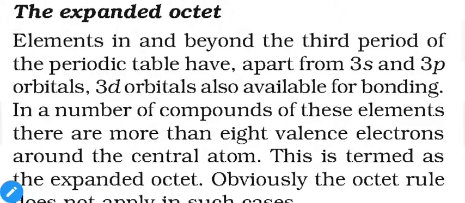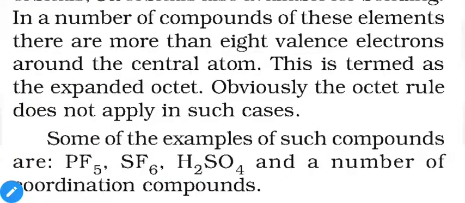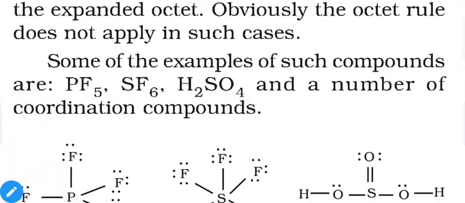So how can we follow the octet rule? This is termed an expanded octet. Obviously, the octet rule does not apply in such cases, because according to the octet rule, we can arrange only 8 electrons, as it is the maximum number, and when you arrange 8 electrons, they are fully filled. Some examples of such compounds are PF5, SF6, H2SO4, and a number of coordination compounds.